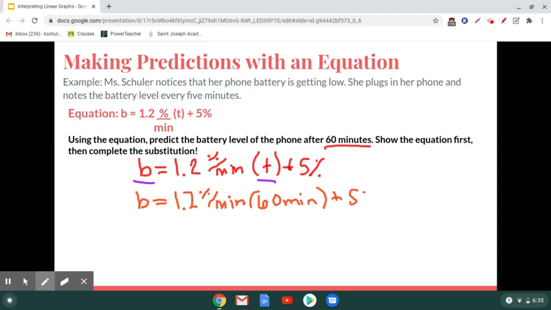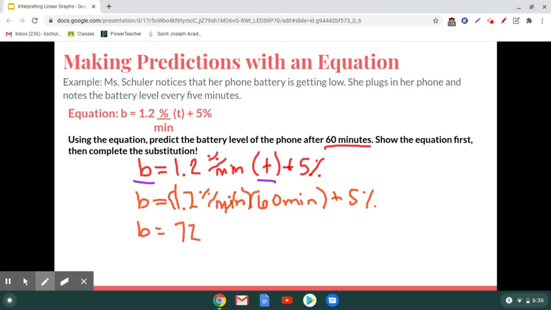All right, so let's see. Now, you'll notice that this 1.2% per minute and the 60 minutes, these are next to each other. That means these are being multiplied, and then we need to add 5%. You'll notice the B, which we're trying to find, battery level, is already by itself on the left-hand side of our equation. So all we need to do is math this out. We'll do B equals, and we'll multiply this 1.2 times 60. All right, so we'll do 1.2 times 60, and I get 72.